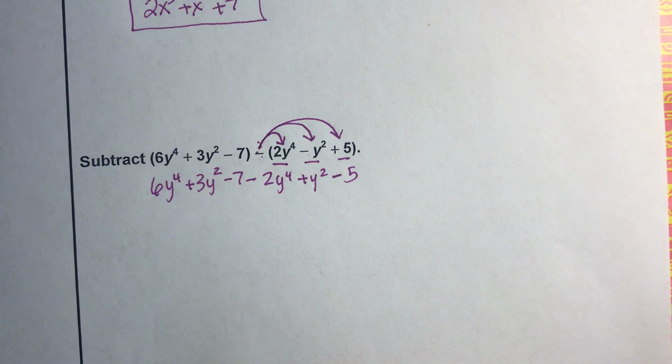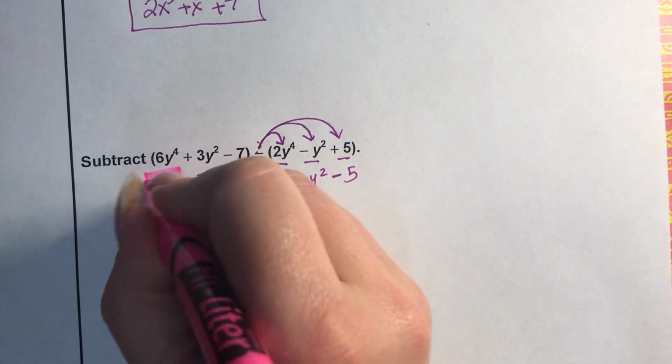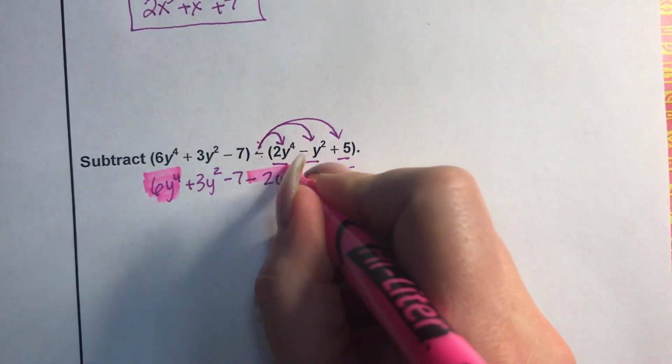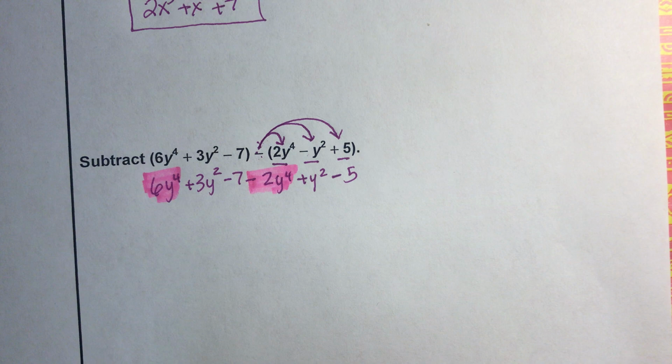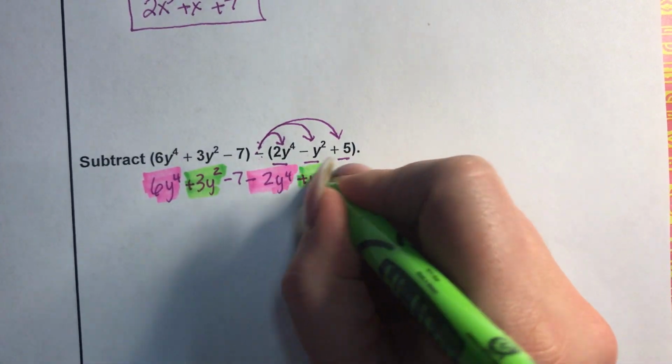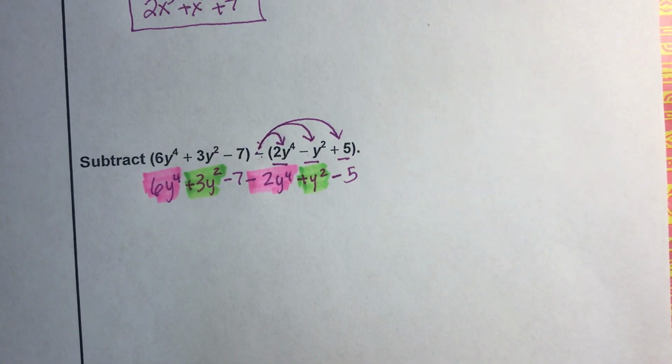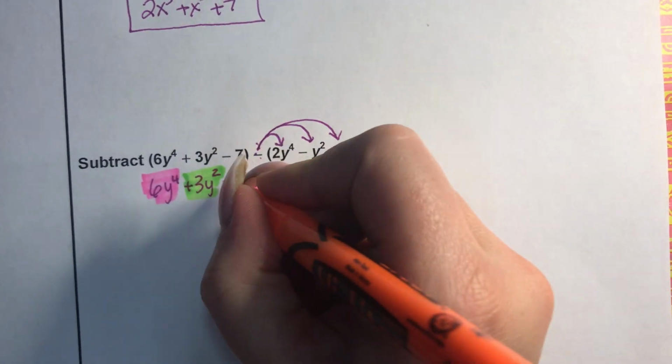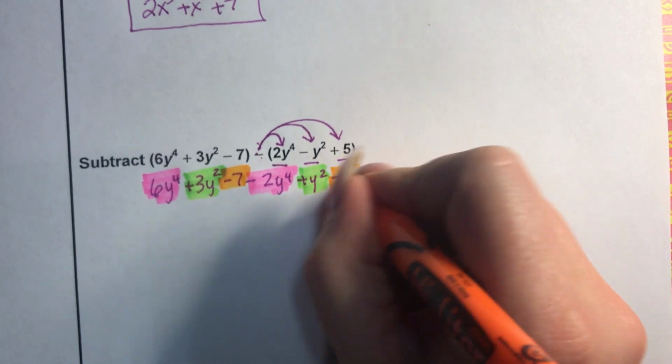So what do I see? I see some y to the 4th. That looks like the highest degree, right? So we have 6y to the 4th here, and then we have negative 2y to the 4th here. And then what's the next highest degree? I would say it's that y squared, right? So we got 3y squared here, and then a positive y squared there. And then lastly, I see the constants, negative 7 and negative 5.